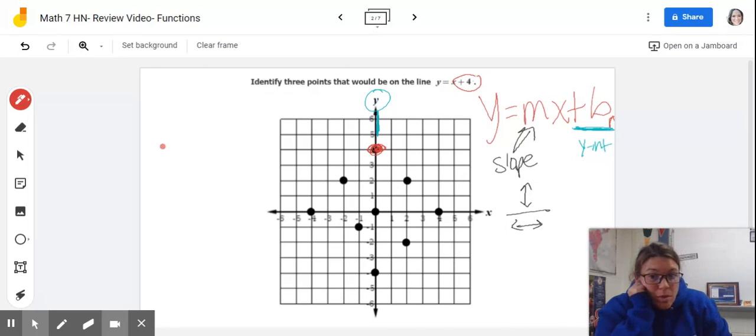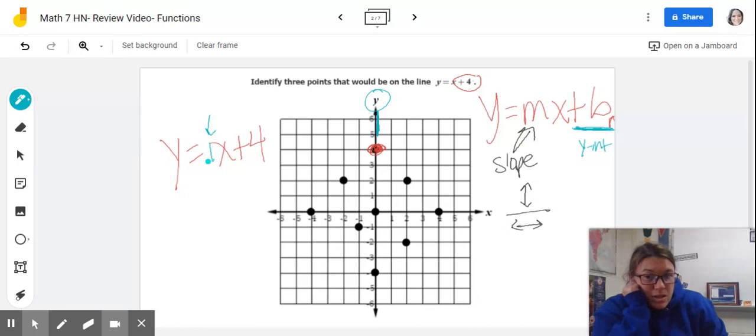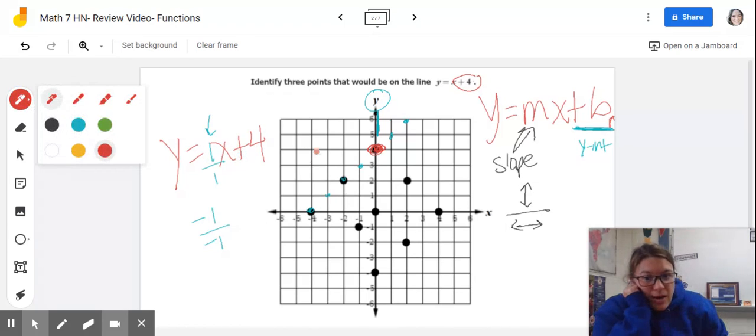When there's no number in front of the x, that means that the slope is 1 because there's one x here. Basically, it's just an invisible 1. So up 1, right 1, up 1, right 1. Or you can make them both negative and go down 1, left 1, down 1, left 1. So the 3 points that you should have identified are right here on this line, y equals x plus 4.